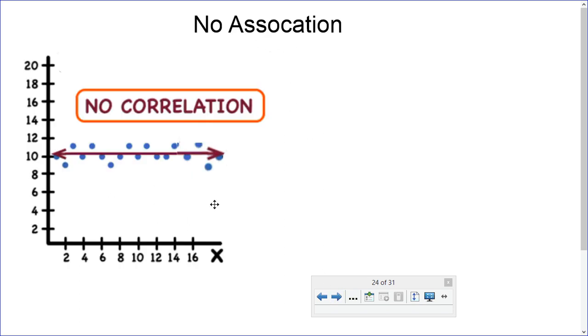Another video. Here's no association or no correlation. So here the points are just going all up and down, half above this line of best fit, half below. So the determination, there is no increasing. The x is increasing, but the y is staying the same. So that would be zero slope if we were to look at it. So nothing's happening on the y-axis, so it's not increasing as x increases. So that's a zero slope or no association.